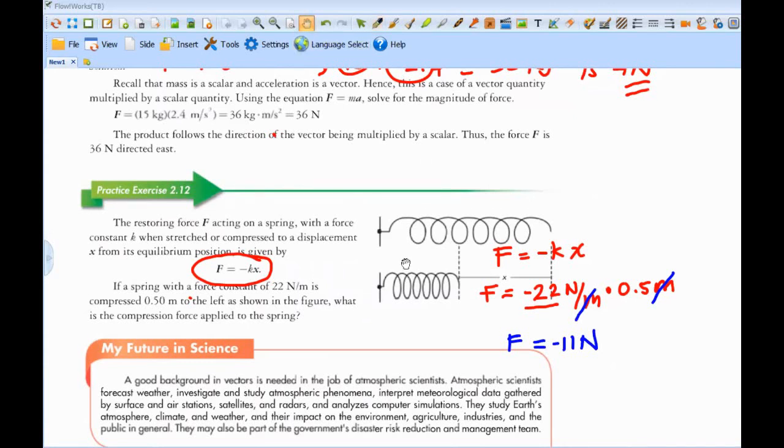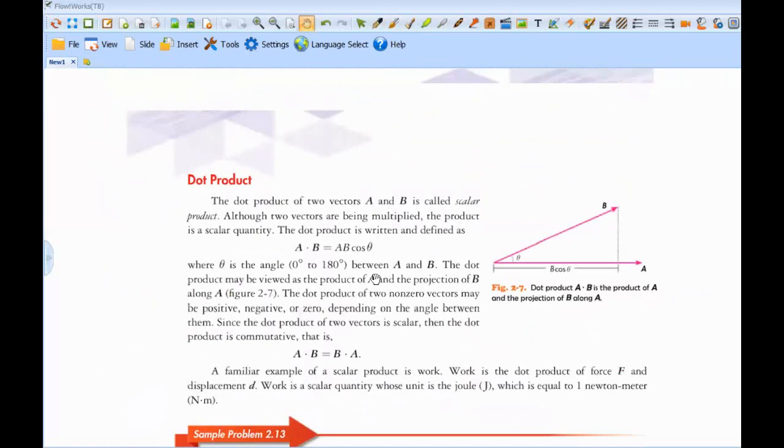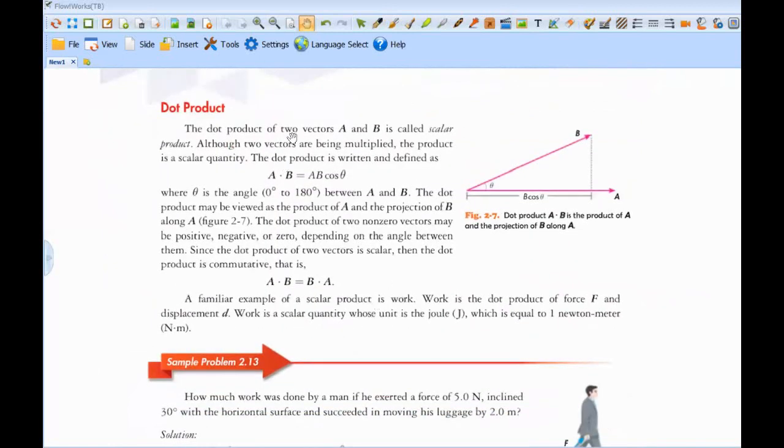So let's go now to the next. It's just a formula. Dot product. The dot product of two vectors A and B is called the scalar product. Although two vectors are being multiplied, the product is a scalar quantity. The dot product is defined as A dot B is equal to AB cosine theta. So you know that when the angle is attached on the horizontal, then we are going to use the cosine. The product of A and B, okay? Where theta is the angle from 0 to 180 degrees between A and B.